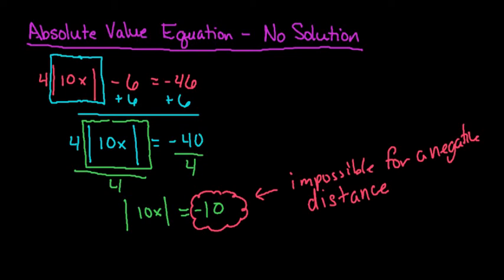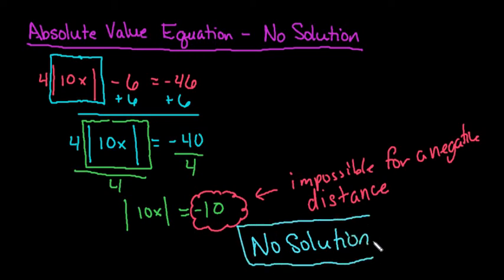So for this situation, this is where we would put that there is no solution. There is no solution to this because of the fact that we can't ever have a negative distance. So anytime once you get the absolute value by itself, you have a negative value that it is equal to, you know that there is no solution.